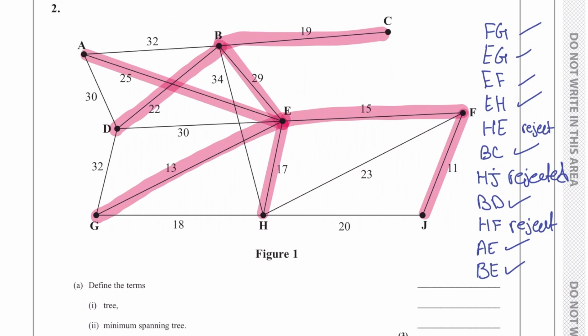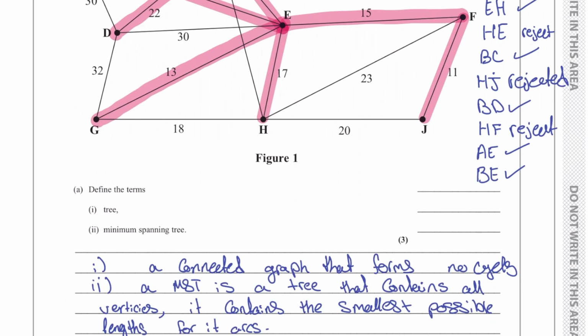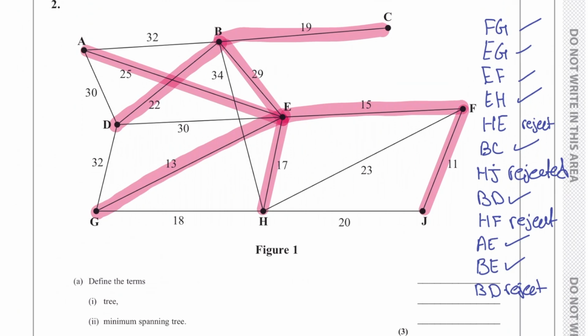Greater than 29, we got 30. We got two 30s actually. We got this one over here, but this one is actually going to be rejected. Let me draw in a different color. This one is rejected because it does form a cycle between BDE. BD reject. We'll write that down. Now for the next part, we got AD, same thing. AD is going to be rejected as well because it forms a cycle.